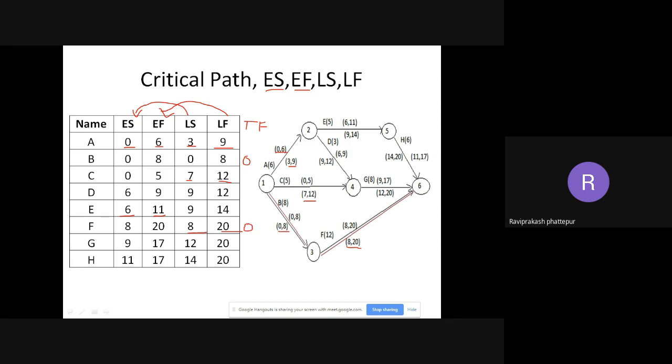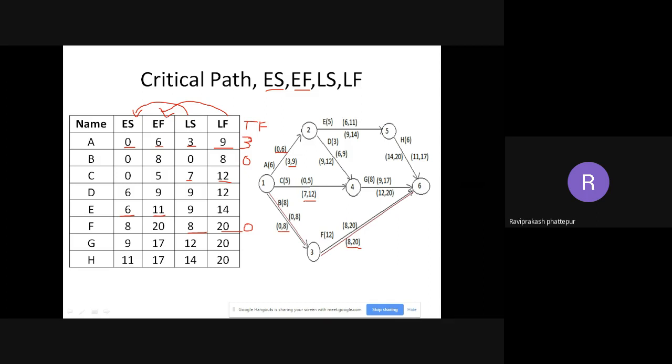So as I explained at the start of this class, the total float for the critical path will always be 0, and our critical path is B, F, or 136. So again we got it as 0. For others it may be 0, but for the critical path it will be 100% 0. In this case, 3 minus 0 is 3, or 9 minus 6 is also 3. So I'm getting total float as 3 here.